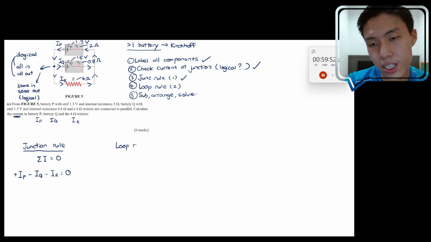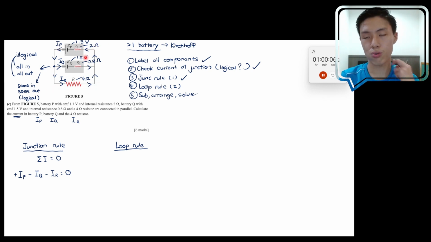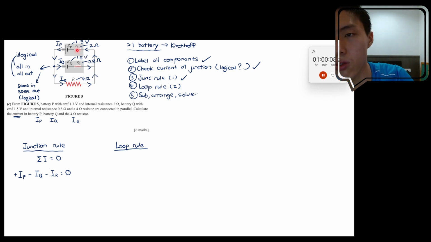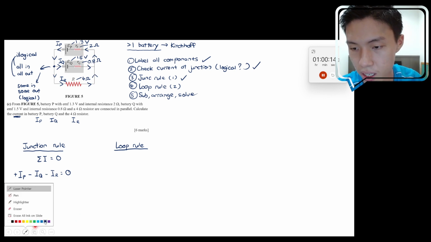Loop rule, in this case, if you look at the diagram, there are 3 loops available. You can do it for this loop over here, this loop over here, or this loop over here. Up to you which one to choose. I'm going to do this loop and this loop over here. So let's label it clearly. What are the loops over here?